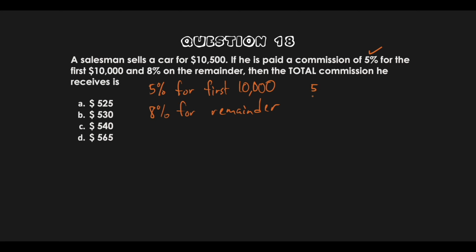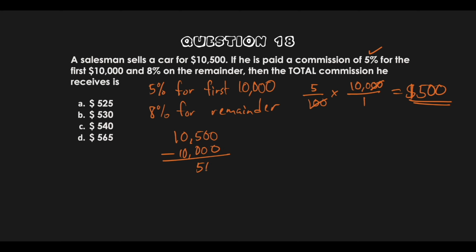Let's see. So 5 over 100 times 10,000. So the 0 is gone, 0 is gone. I'm left with 5 times 100, which is 500. So this is what is going to be on the first 10,000. So let's see what his remainder is. His remainder is 10,500 minus 10,000. So when we subtract that, we are left with $500.